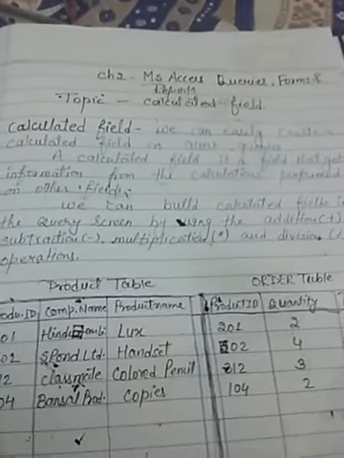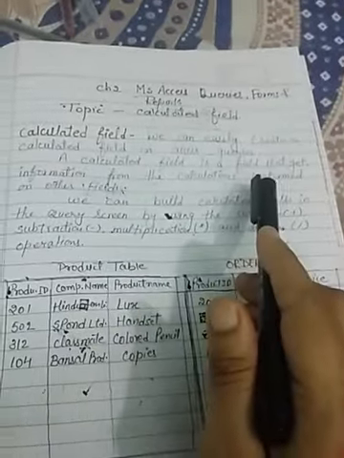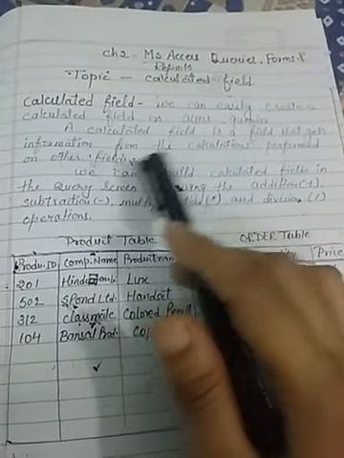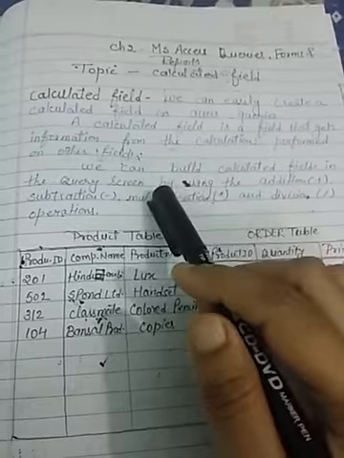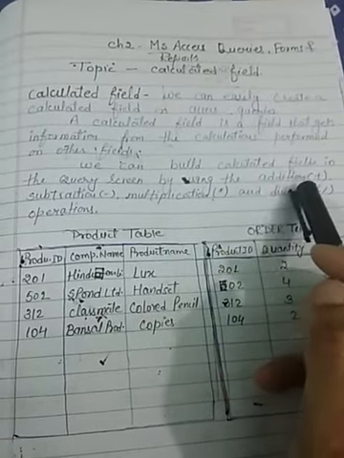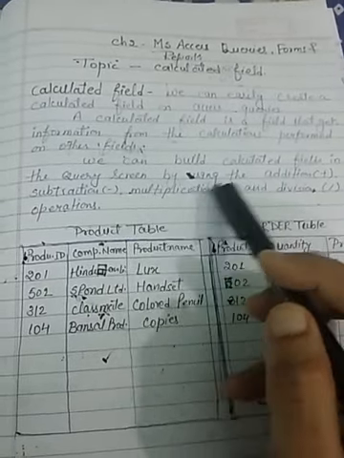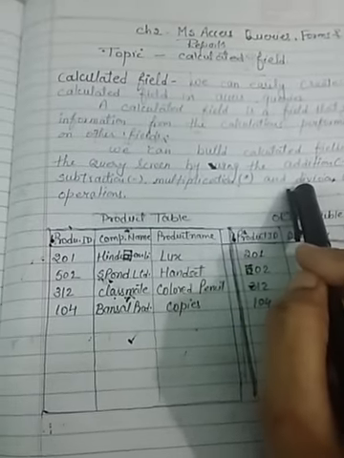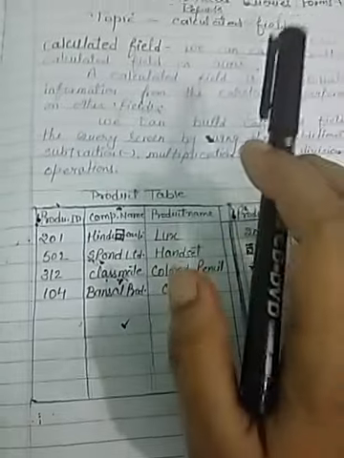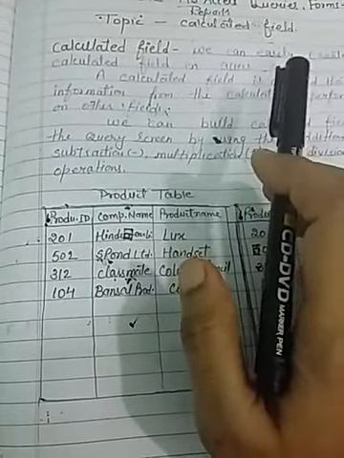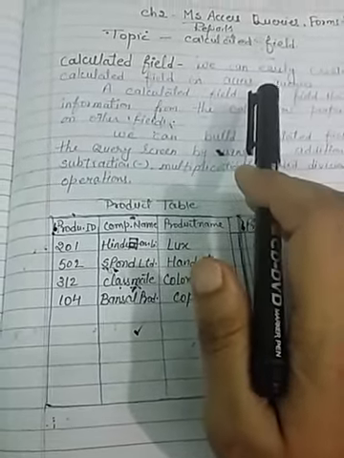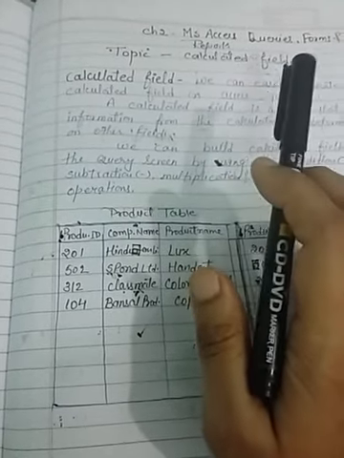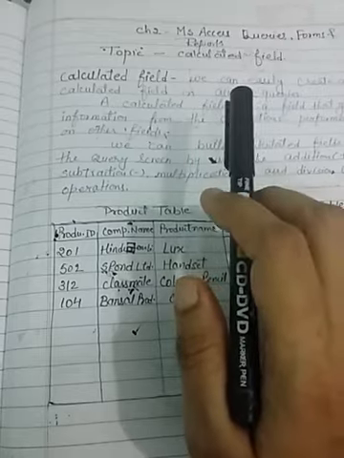A calculated field is a field that gets information from a calculation performed on other fields. We can build a calculated field in the query screen by using addition, subtraction, multiplication and division operations. It can also calculate a value entered by hand. The field data only appears for the duration of the query. It is not actually stored in the database table.